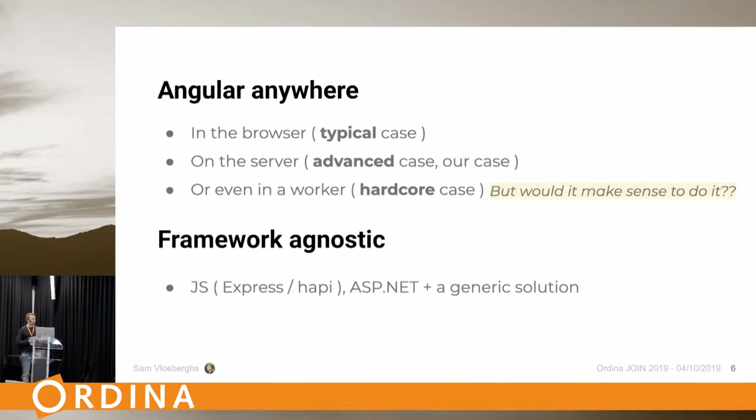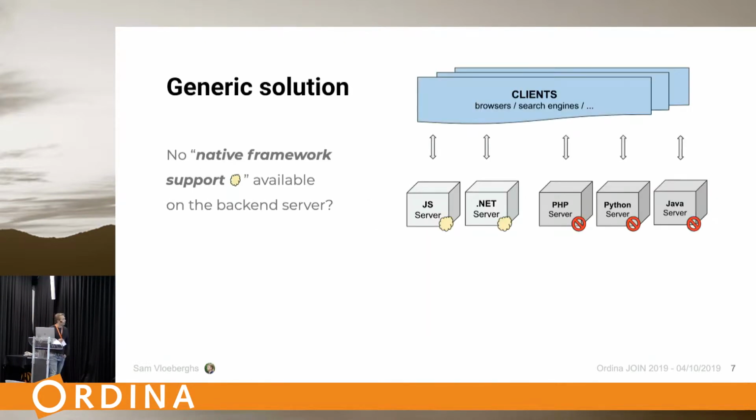Then framework agnostic. Well, there are some framework implementations that allow you to run Angular on the server. For example, for JavaScript, we have the Express or the Hapi Engine. We also have an ASP.NET implementation. Plus, we have a generic solution. This generic solution will allow you to build your Angular Universal application on basically any server.